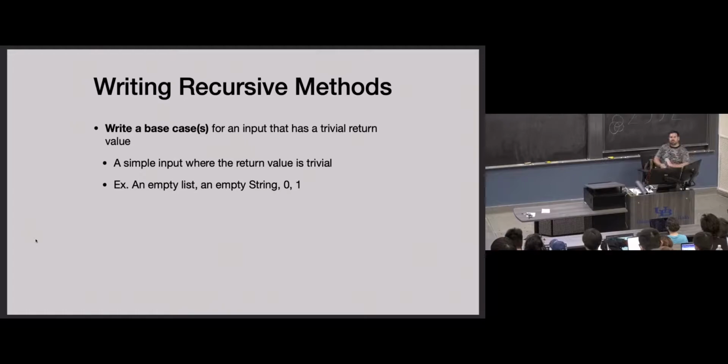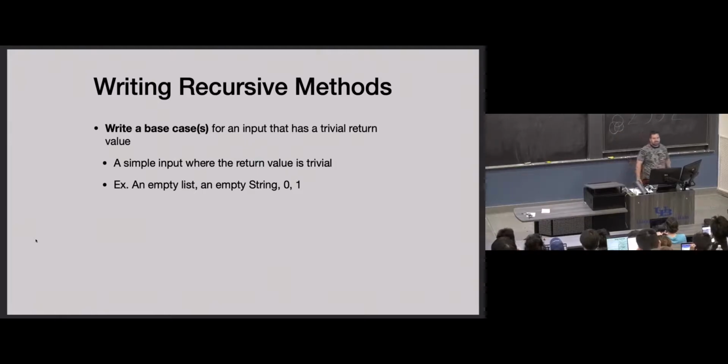To write a recursive method, we're going to start with a base case. I'll preface this by saying this is the way I like to write recursive methods. If something else works for you, go for it. But the way I like to approach a recursive method, I'm going to start with the base case. I get some problem, say I have to sort a list. I'm going to think of a base case that's as simple as possible.